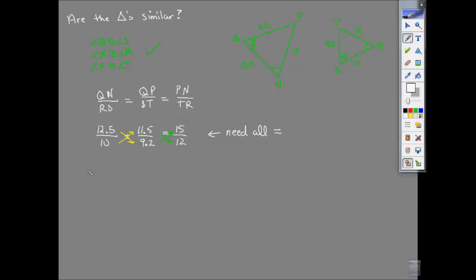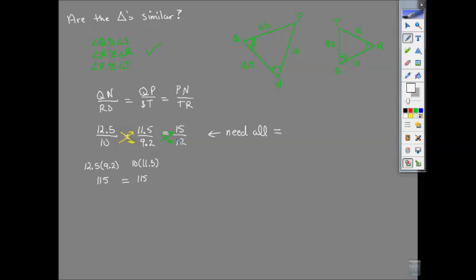So I'm going to get 12.5 times 9.2 and 10 times 11.5. And so I need to multiply that 12.5 times 9.2, and that gives me 115. And this gives me 115. So you have to just do 2 separate cross multiplications.